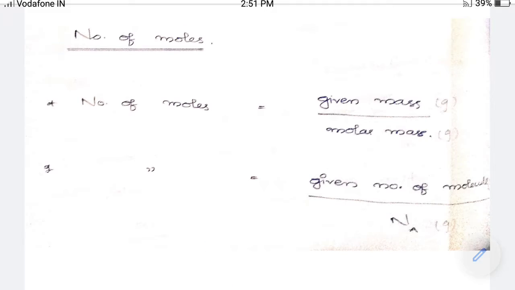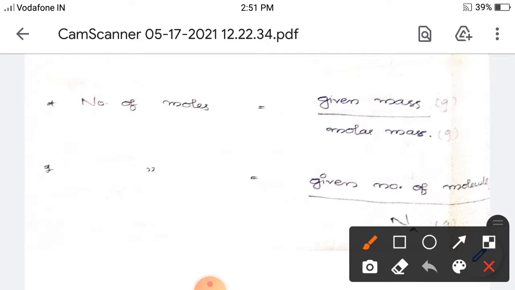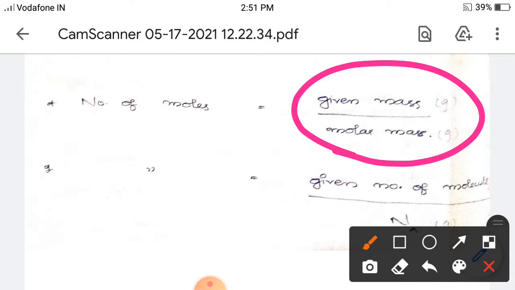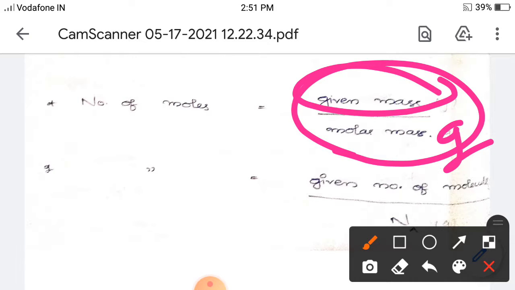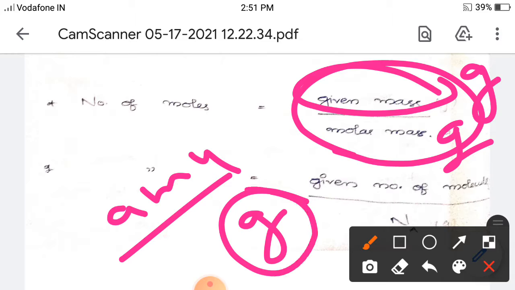If the number of moles is to be calculated from the given mass of a substance, then you can calculate the number of moles by this equation: number of moles equals given mass by molar mass. You have to remember that molar mass is expressed in gram, and the given mass may be in a different unit. You have to convert it into gram. If the given mass is in amu, you must convert it to gram.